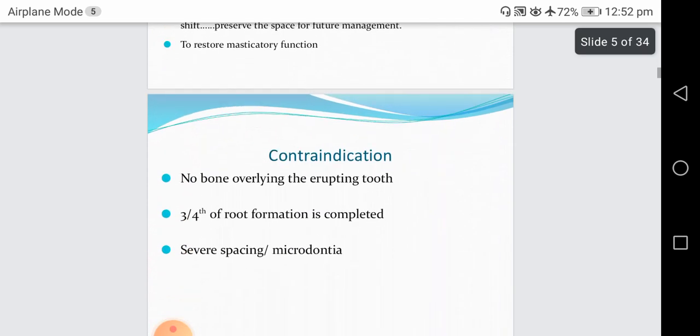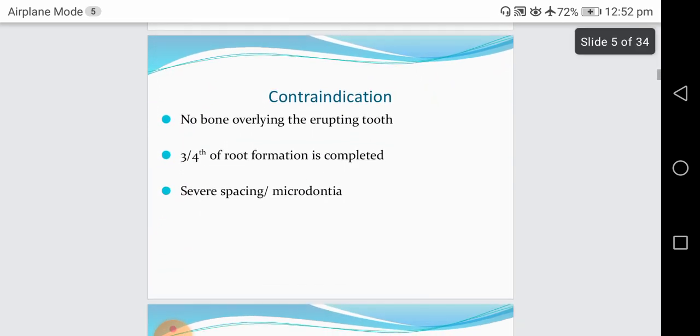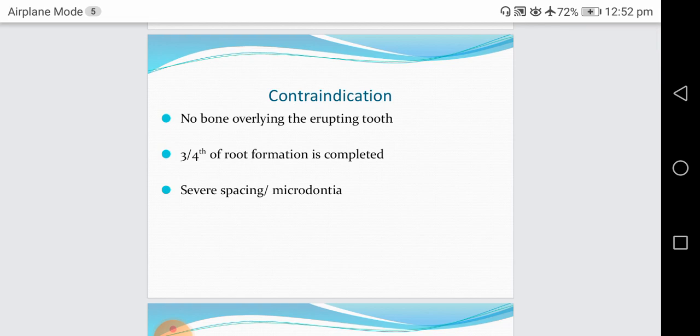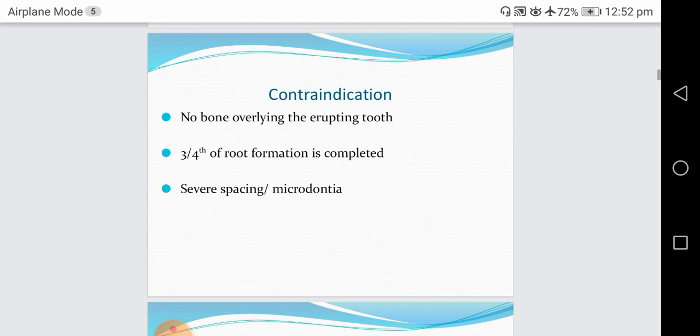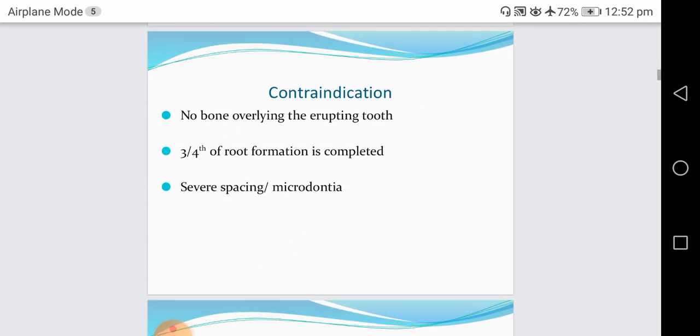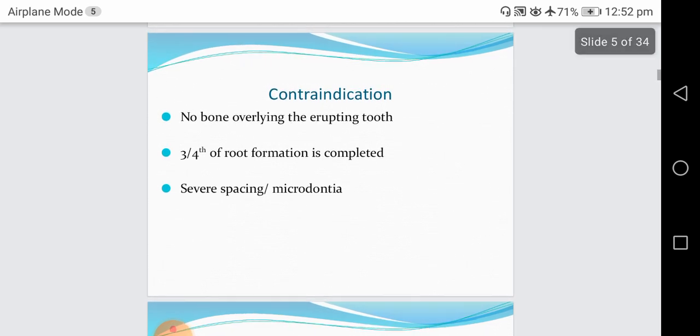Okay. Now the contraindications are: no bone overlying the erupting tooth, that means the tooth is going to erupt very soon, then we need not give a space maintainer. Three-fourths of the root formation of the permanent successor is completed, that means the permanent successor is going to erupt soon. Last is severe spacing or microdontia. If there is already severe spacing between the teeth, then we need not give a space maintainer, because a little bit of space loss can be afforded, since either there is severe spacing or there is microdontia.